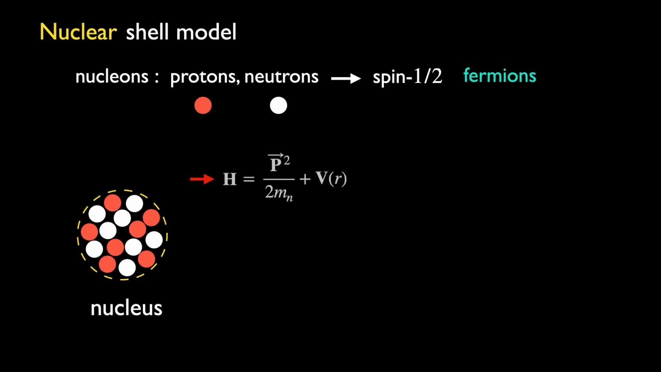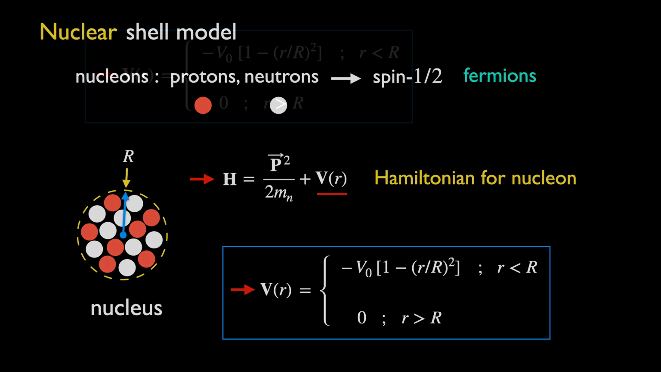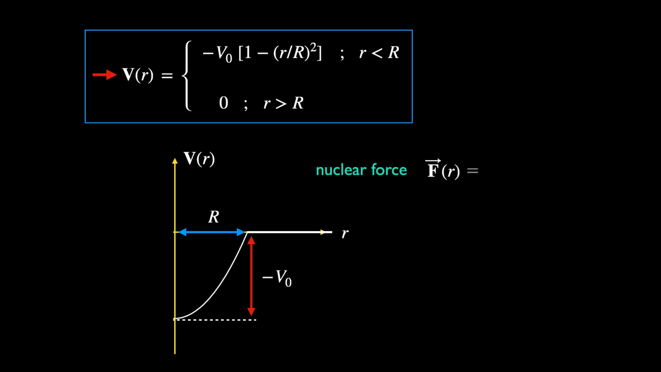Let's write down the Hamiltonian for a nucleon in a nucleus. We shall assume a simple nuclear potential. R is the radius of the nucleus. This potential assumes that the nucleus is spherically symmetric and corresponds to a radial force.